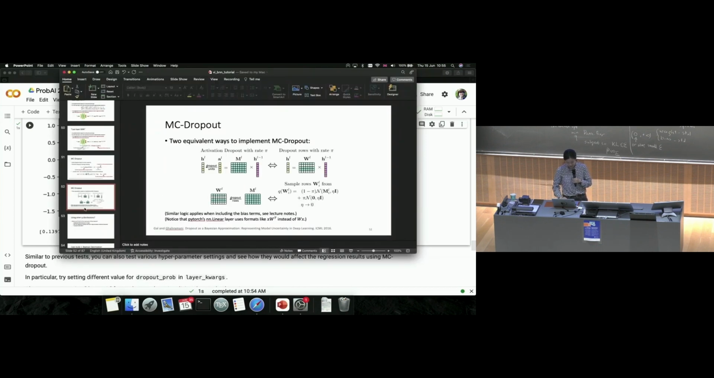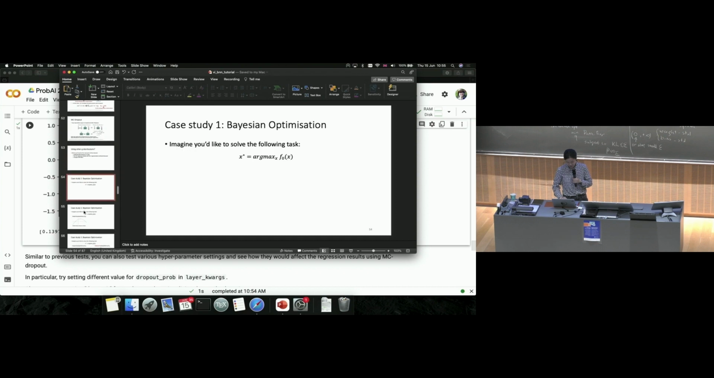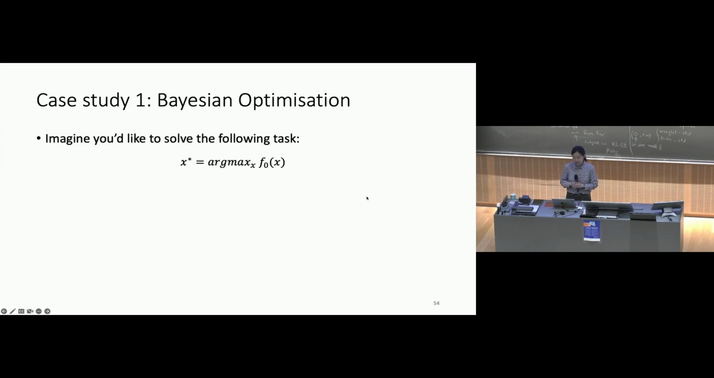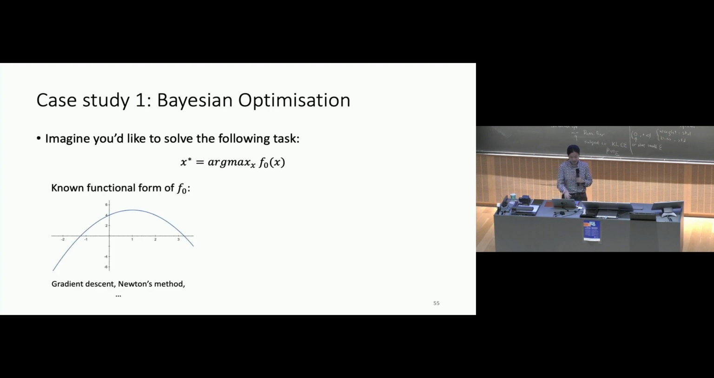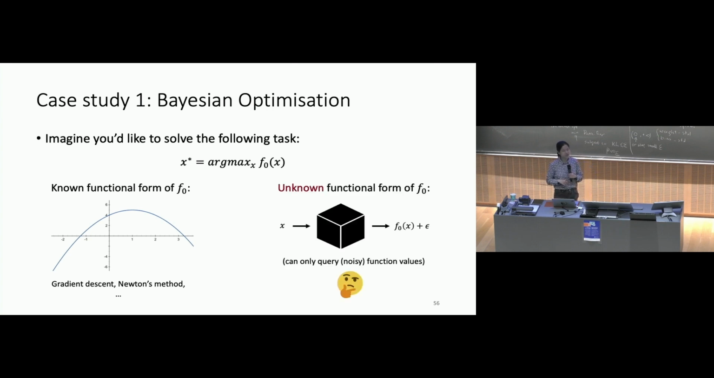Okay, so let's see how much time we have and how much we can go through. We can talk a little bit about one application that might be interesting for you, which is Bayesian optimization. Imagine you want to solve the following task. You have some function f0 that you actually want to minimize. You want to find the minimum of this function. The interesting thing here is that you don't actually know this function. If you actually knew this function, you could just apply gradient descent, Newton's method, whatever your favorite optimization method. But if you don't know this function, what can you do?